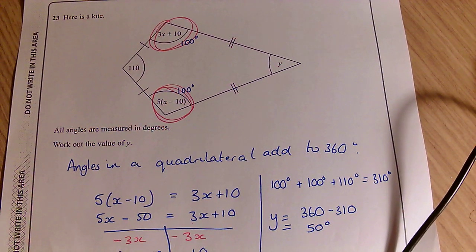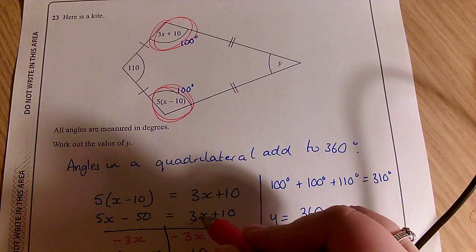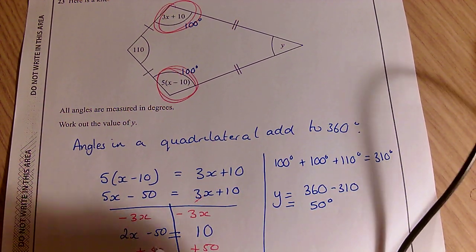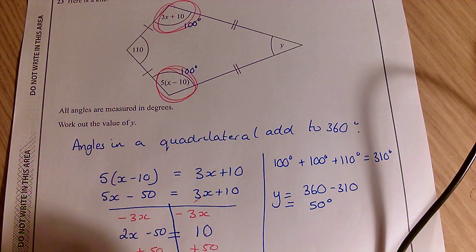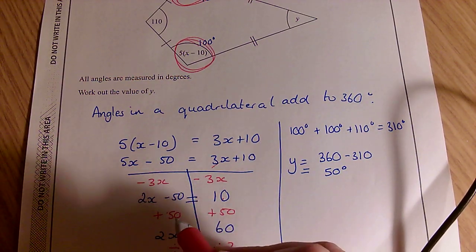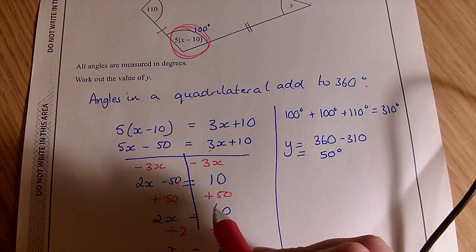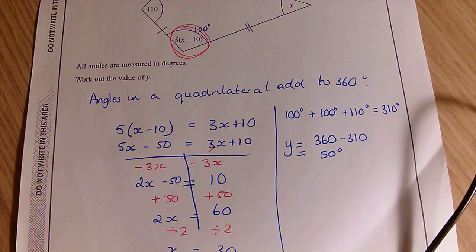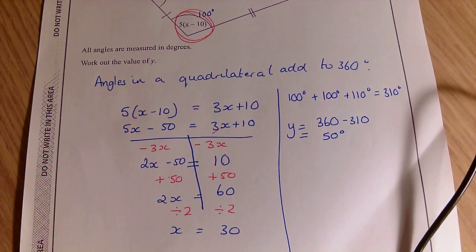So I'm going to take away 3x on both sides. I'm going to get rid of this. That leaves me with 2x minus 50 on this side and 10 on this side. Then I'm going to add 50 to cancel this out. Add 50 to both sides. I'm left with 2x equals 60. I want x on its own, so I'm going to divide by 2. I've worked out that x equals 30.